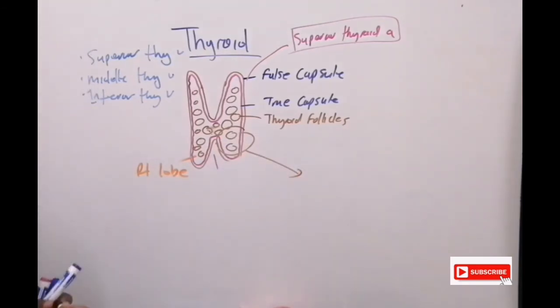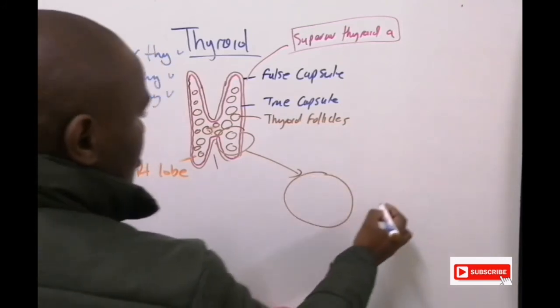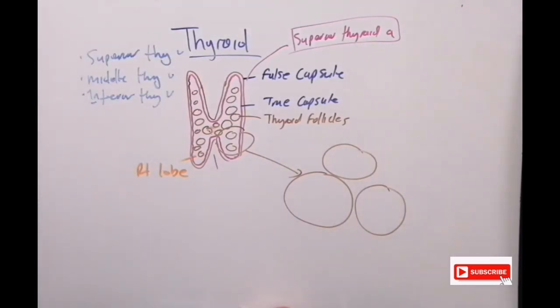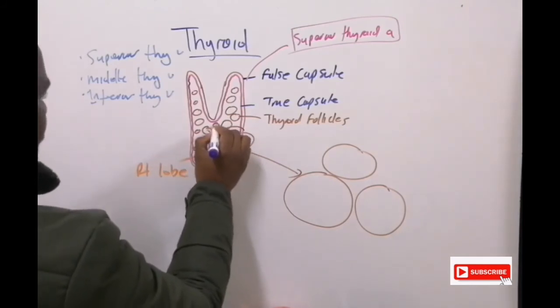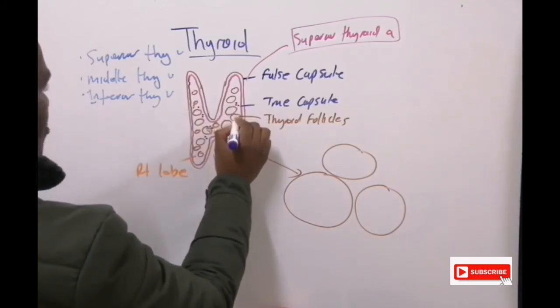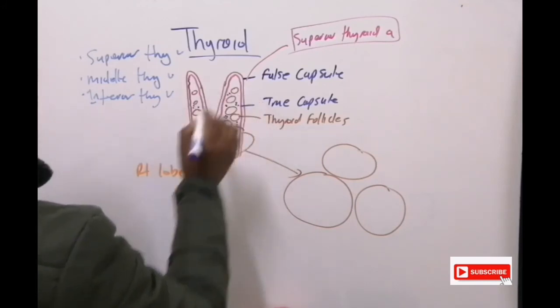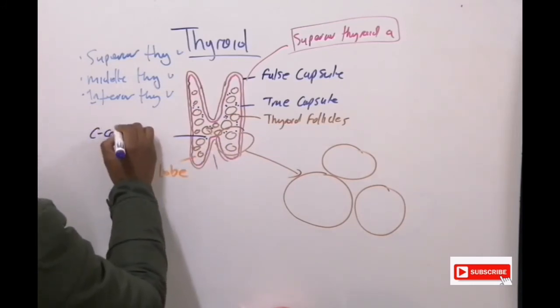So what is happening there? This is our follicle, this is our other follicle, this is our other follicle. One thing that I'm forgetting to mention is, in between those thyroid follicles, there are special cells scattered in between, found in small groups, and these cells are called the C cells or the parafollicular cells.